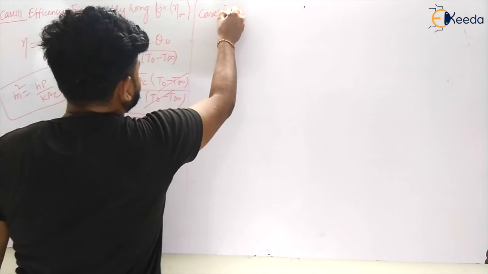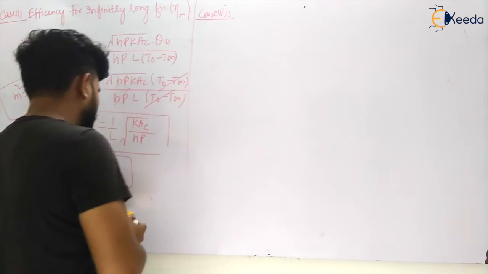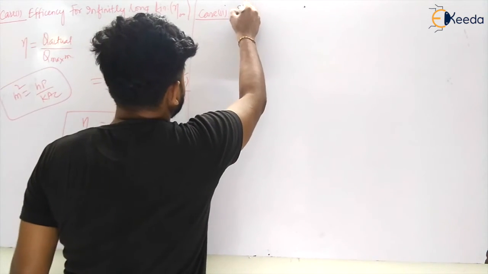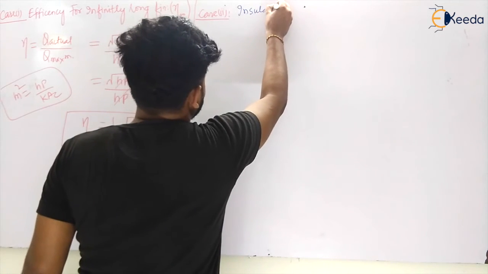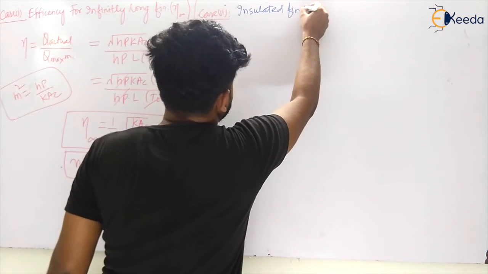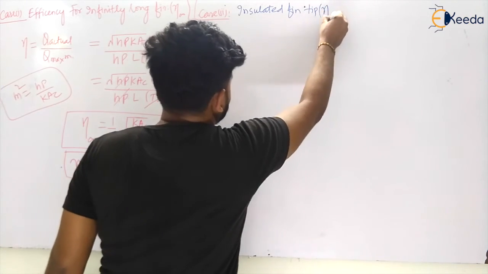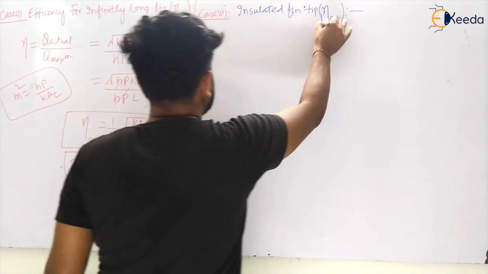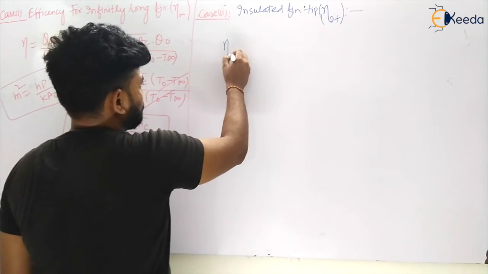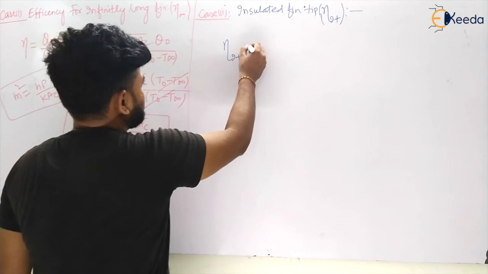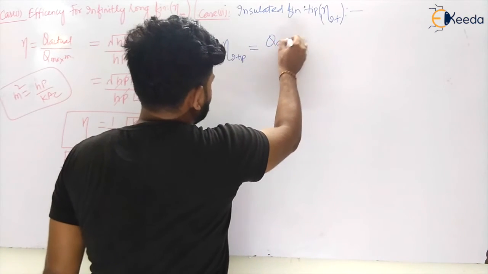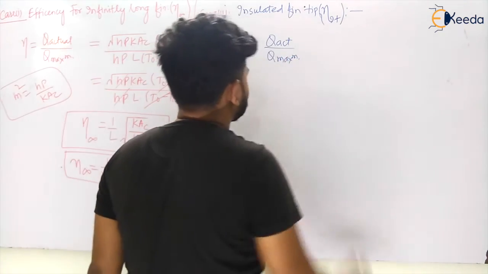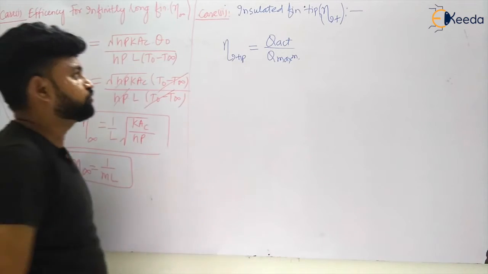Case second. Insulated fin tip. So let us see insulated fin tip, my dear students. So I am calculating the efficiency for insulated tip. So this will be given by efficiency for insulated tip is Q actual divided by Q maximum, my dear students.